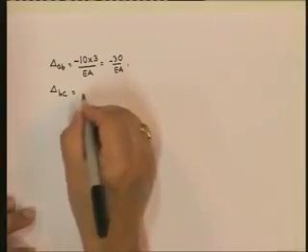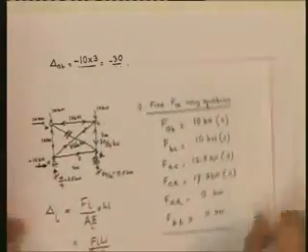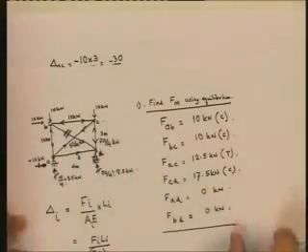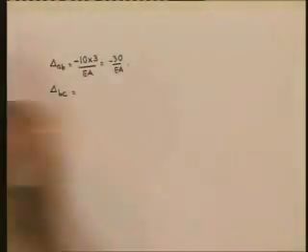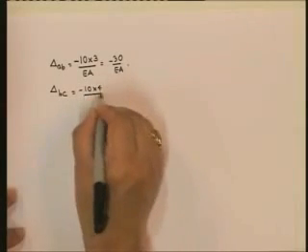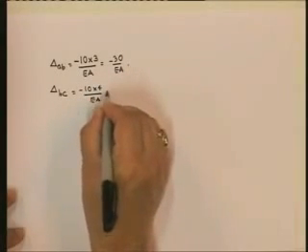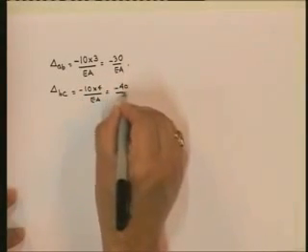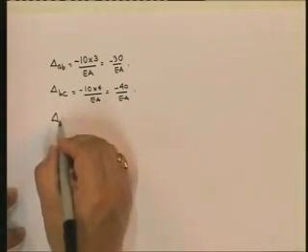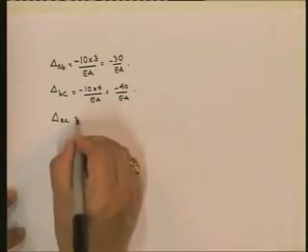Now let's look at delta BC. This is also 10 compression in BC, and the length is 4 meters. So this is going to be equal to minus 10 into 4, minus 40 upon EA.